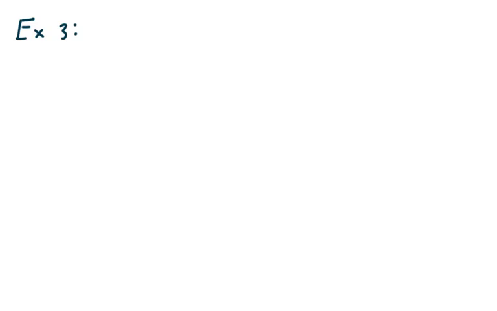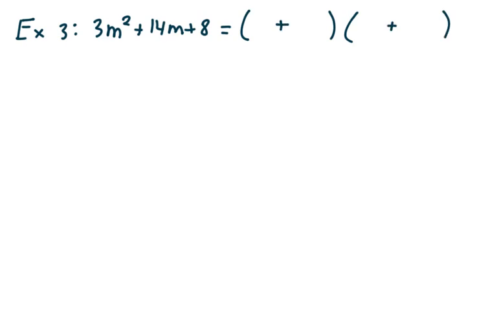Example 3. Suppose we had 3m squared plus 14m plus 8, okay? And I need to factor. Now, the signs in the middle of these binomials have to both be positive. No choice.